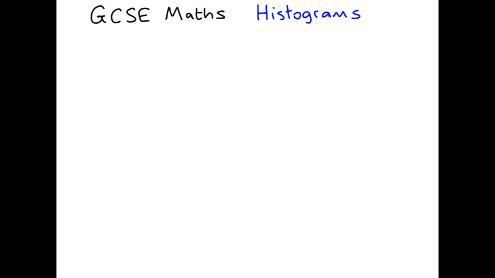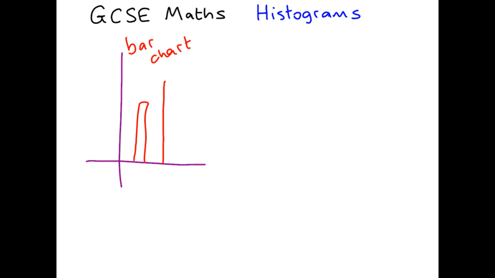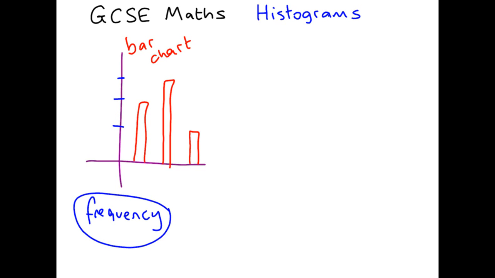So histograms is quite a tricky topic on the GCSE course, especially because people get a bit confused between histograms and bar charts. In a bar chart, what you've got is bars going up, all the same width, and however far up tells you how many it represents. In today's video, when I say how many, I'm going to be using the word frequency. Frequency is how many of it you've got, basically. So maybe this is up to 4, maybe this is up to 7, this up to 9, something like that. So that's a bar chart.